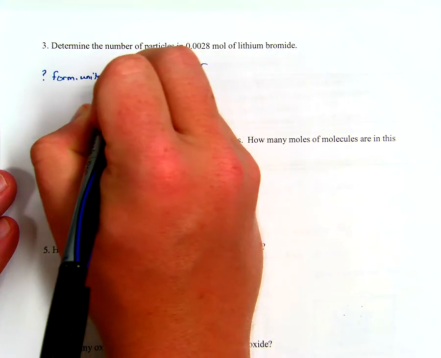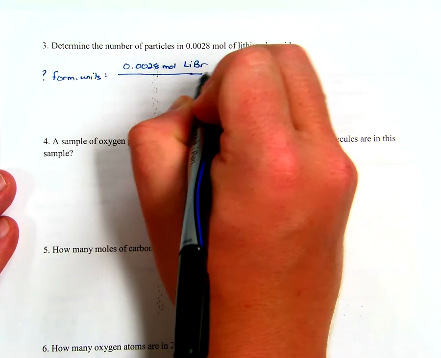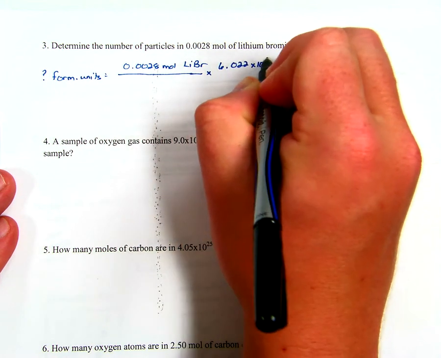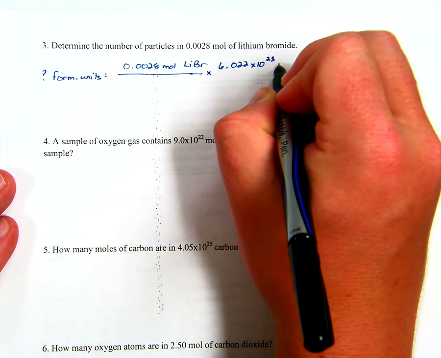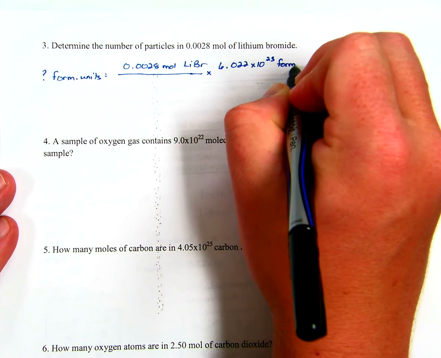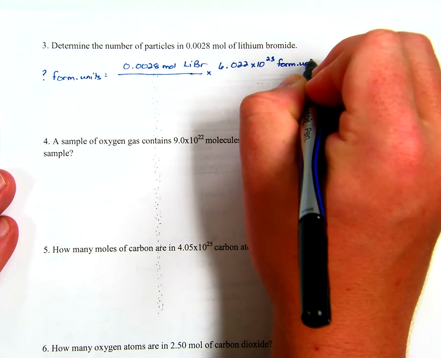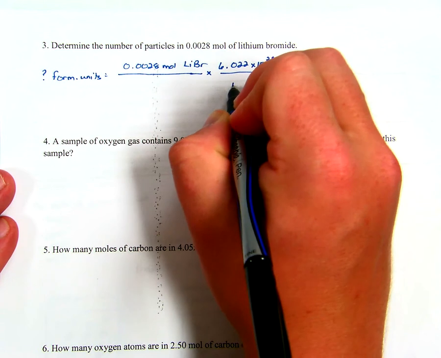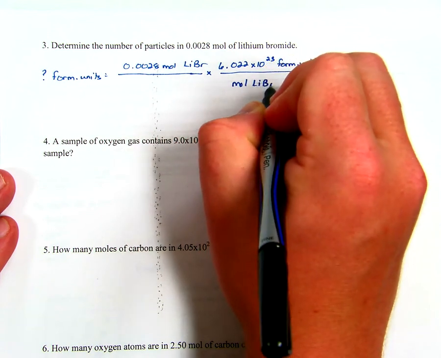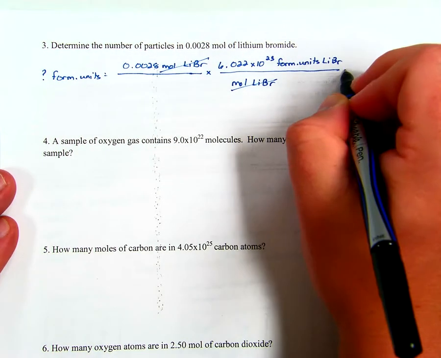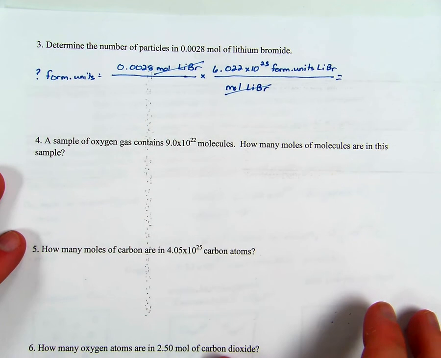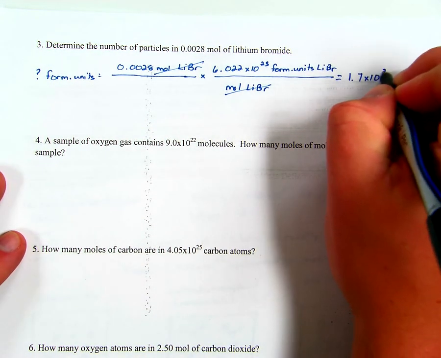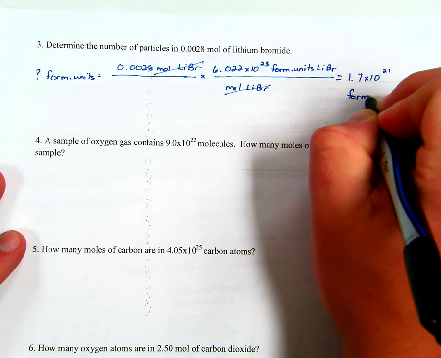Same calculation as before. I'm going to put Avogadro's number on top, 6.022 times 10 to the 23rd formula units, LiBr, and 1 mole, LiBr on bottom. Moles cancel. And this would give us 1.7 times 10 to the 21st formula units, LiBr.